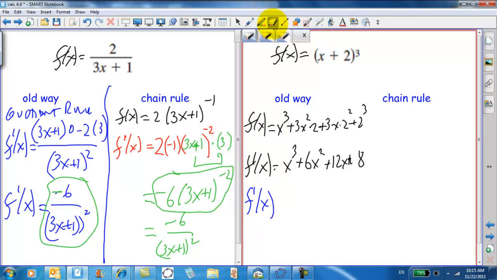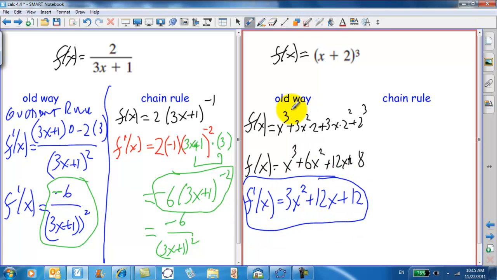Let me just make sure you're clear on this. That's still just the original function. Now we're doing the derivative, and we get 3x squared plus 12x plus 12, because we can distribute the derivative idea over addition.